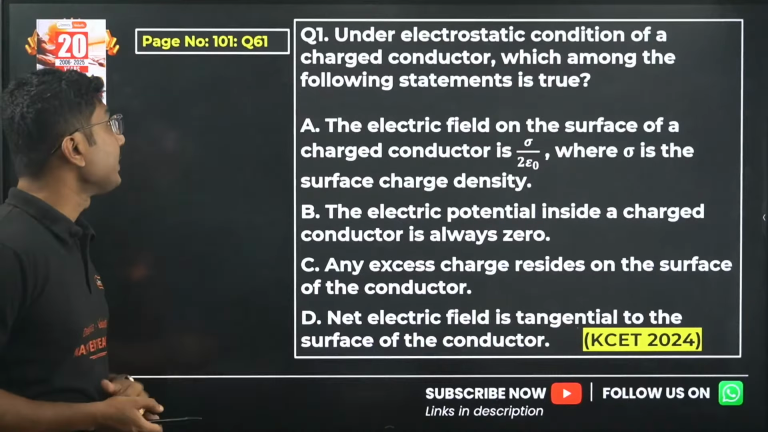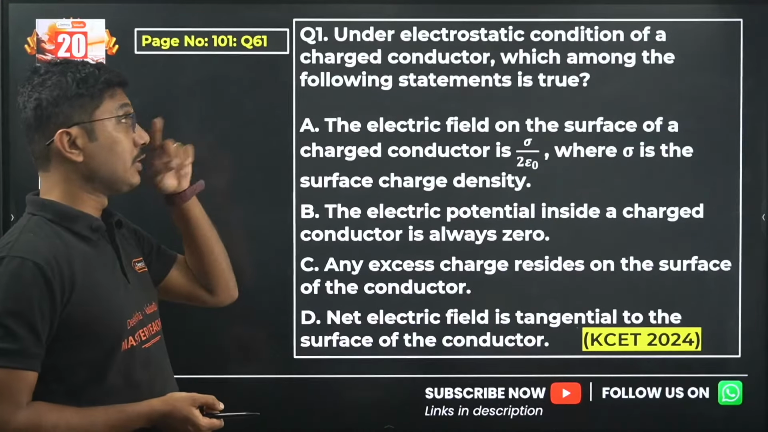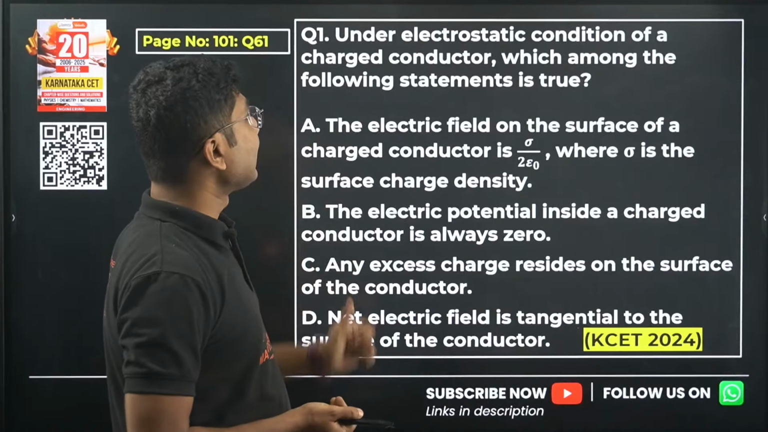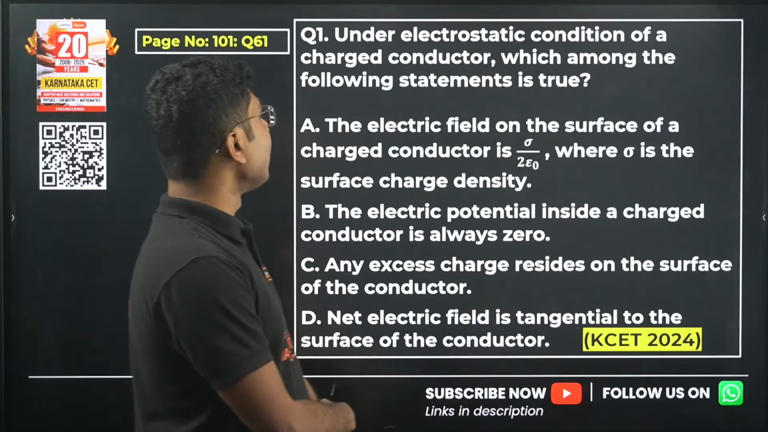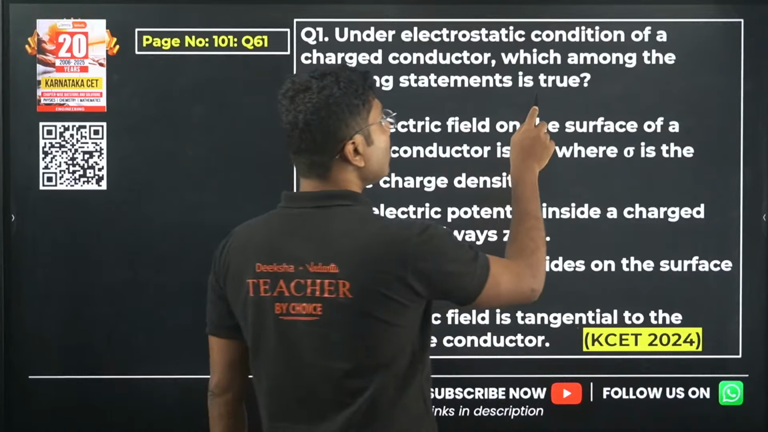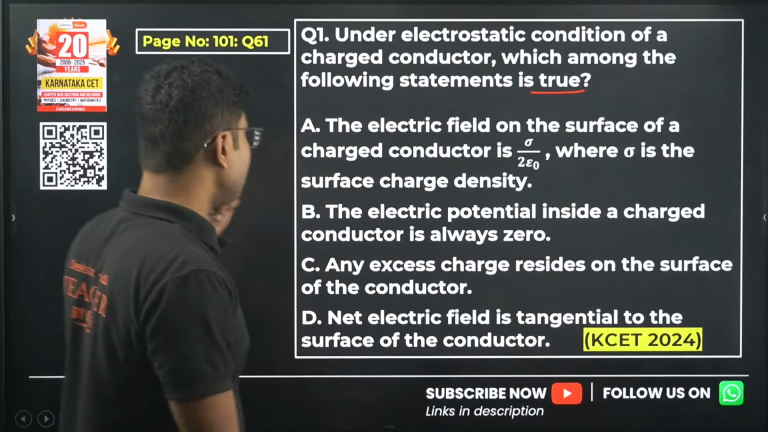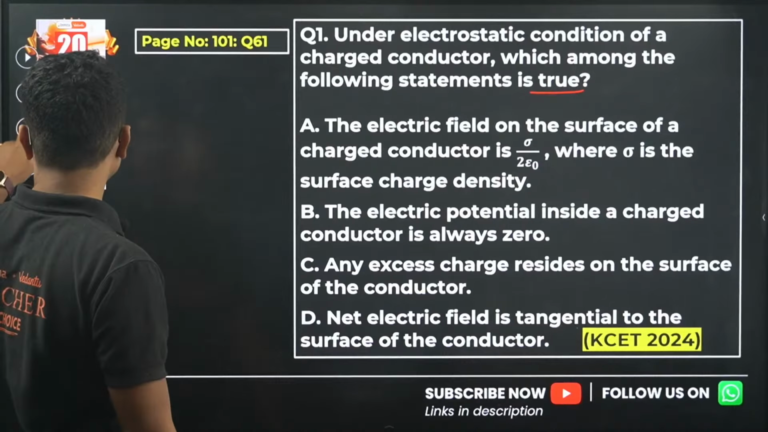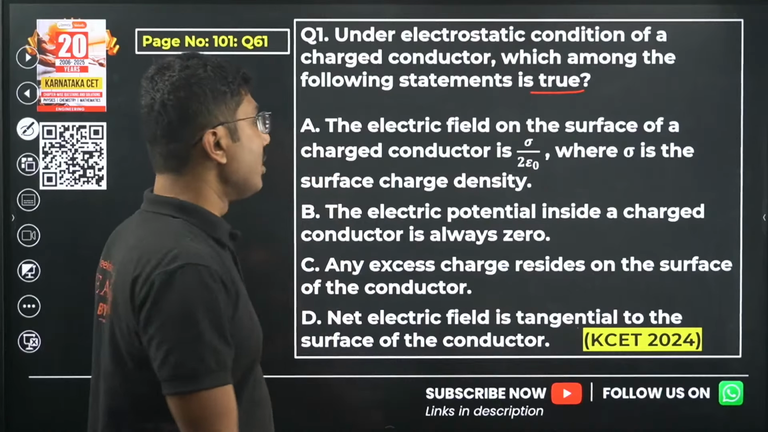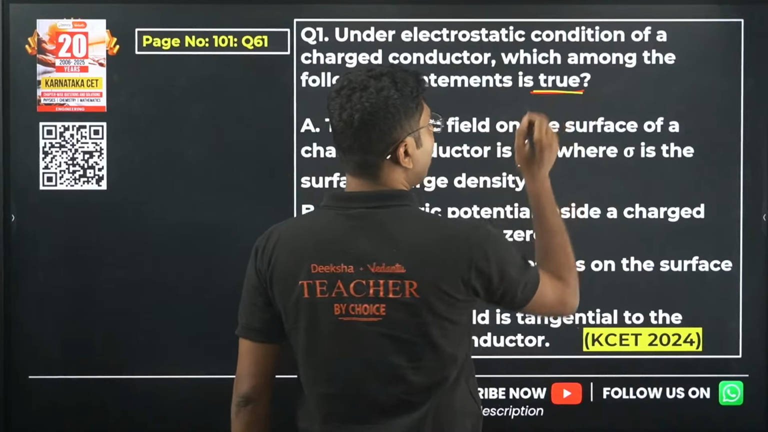Now the first question is from page number 101 and question number 61. So let's see. Under the electrostatic condition of a charged conductor, which amongst the following statements is true? So you have to find the true statement. That means 3 of them are false, only 1 is true, right?